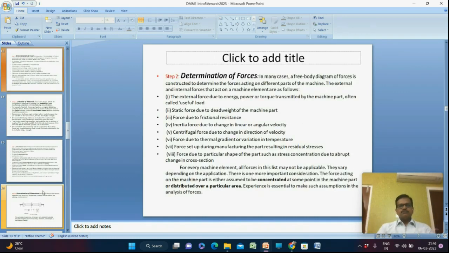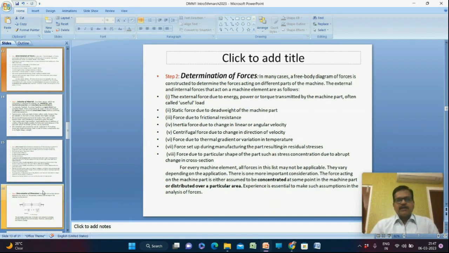Step 2. Determination of forces. In many cases, a free body diagram of forces is constructed to determine the forces acting on different parts of the machine. The external and internal forces that act on the machine element are as follows. Number one, the external force due to energy, power, or torque transmitted by the machine part, often called useful load.